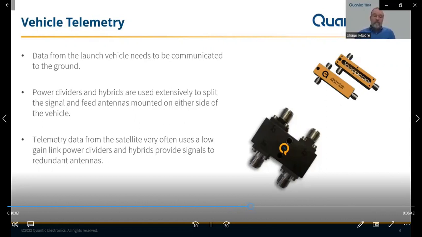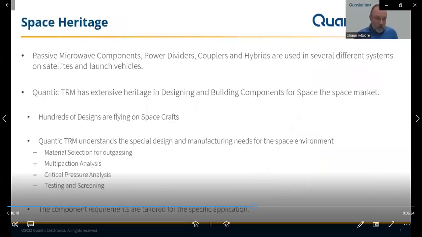Okay, fine. So I wondered if you could share some insights on Quantic TRM's experience in designing and manufacturing for spacecraft. Sure. So Quantic TRM has been building parts for spacecraft since 1999. So at this point in time, we are getting close to 24 years of space heritage. There is a large amount of learning that has happened over the years in designing parts for that environment, and also understanding what is really important for that environment versus what's kind of a nice to have.